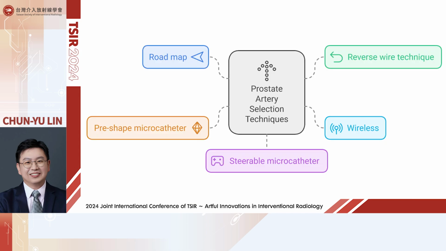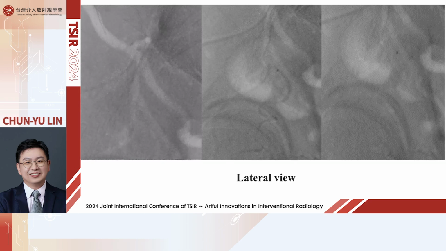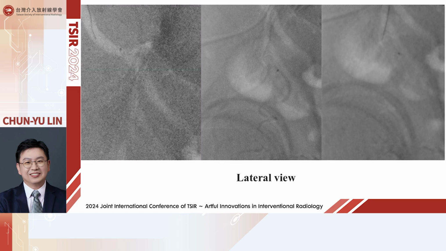Now we select the prostatic artery. I use a pre-shaped microcatheter. Sometimes we can turn off the microcatheter because the prostatic artery is very tiny, so it's easy to miss. So sometimes the guide wire is easy and useful. And the guide wire may penetrate a tiny branch over here, so I hide the guide wire within the microcatheter and just push the guide wire.